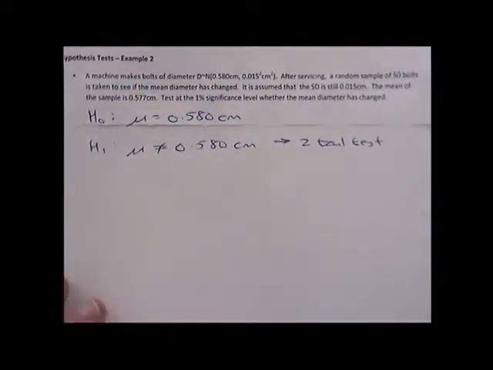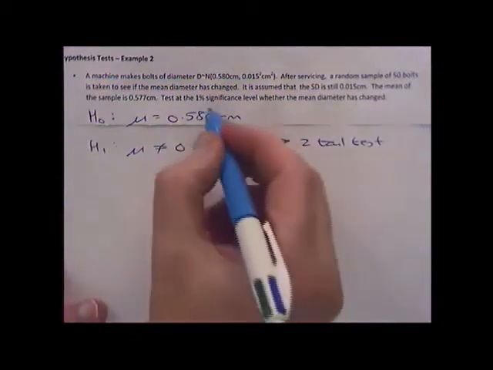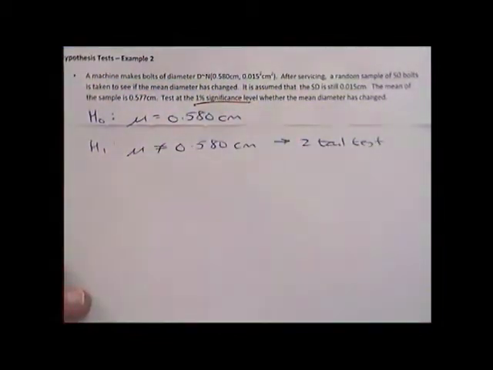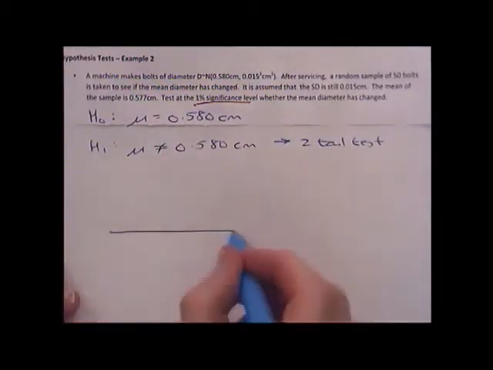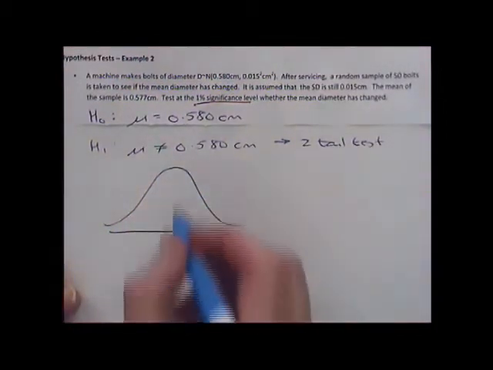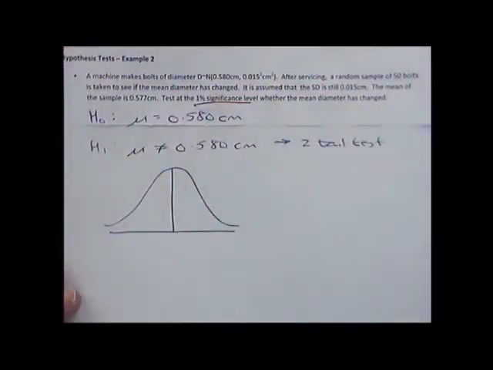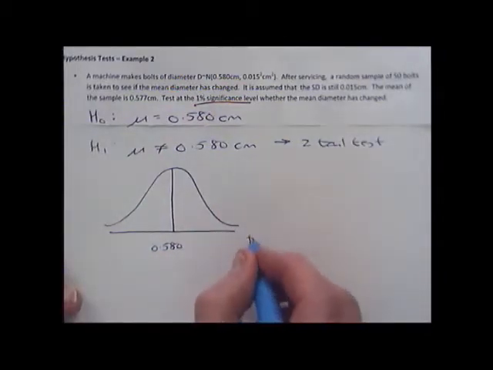So yeah, this is now a two-tailed test. Our significance level is given to us in the question. It's 1%. And I suggest you do a little sketch diagram right at this point. So we've got a normal distribution, mean 0.580. And this distribution is the distribution of D bar.